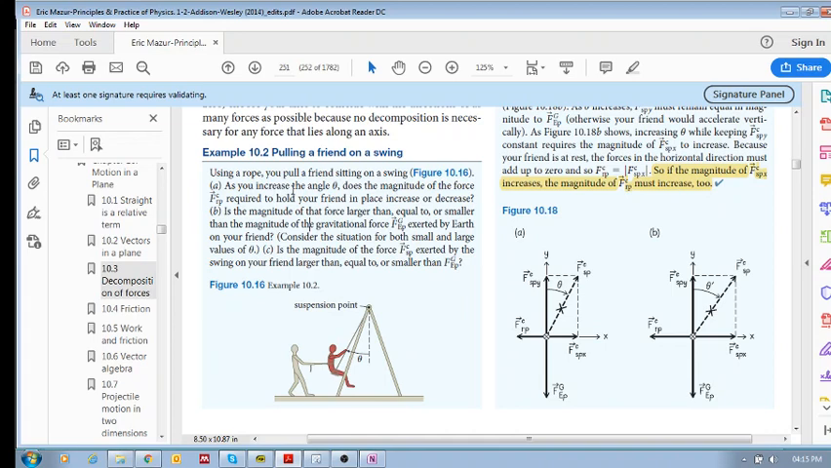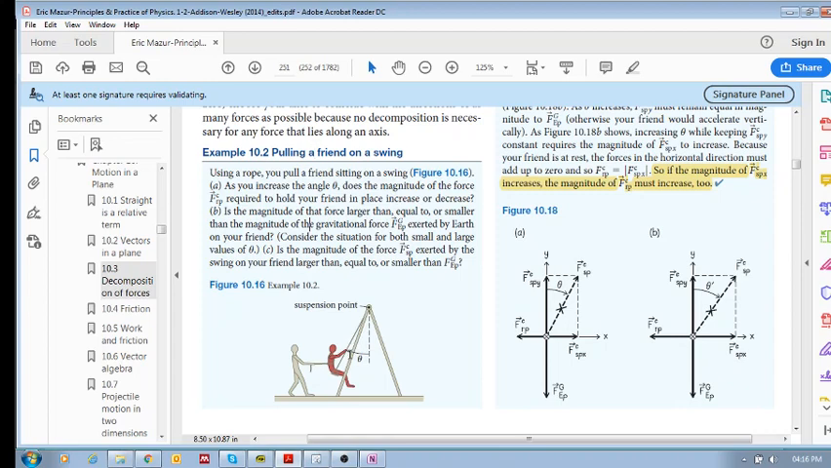It says here, as you increase the angle theta, how are you going to increase that? Well, if you pull your friend towards you, then that angle will increase. If you pull a little bit more, the angle will increase. If you let go, that angle will decrease. Okay? So as you increase the angle theta, does the magnitude of that force increase or decrease as you increase that angle?